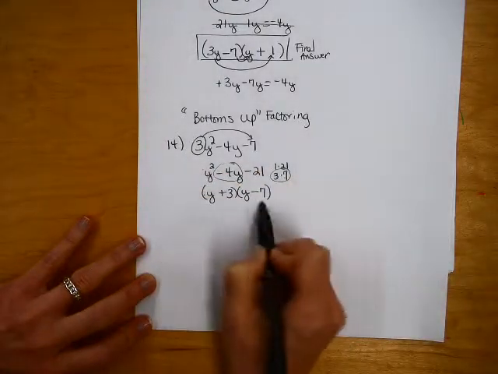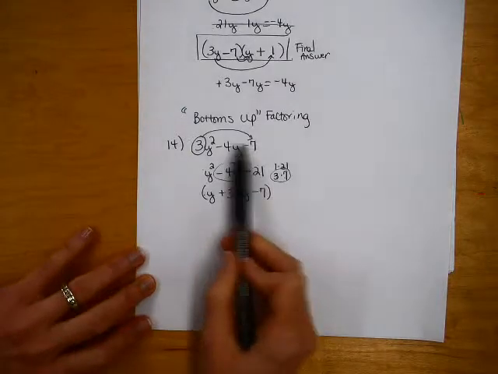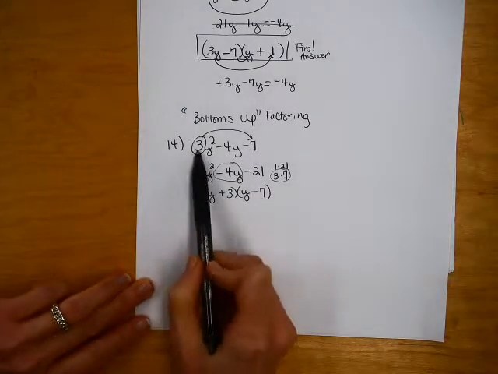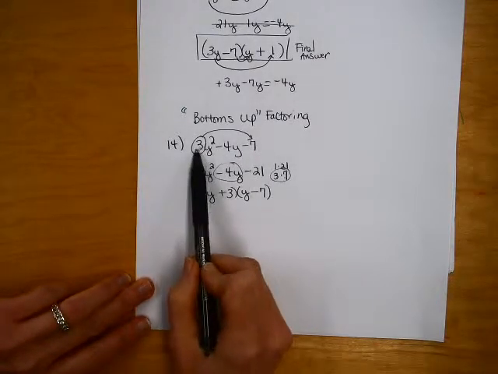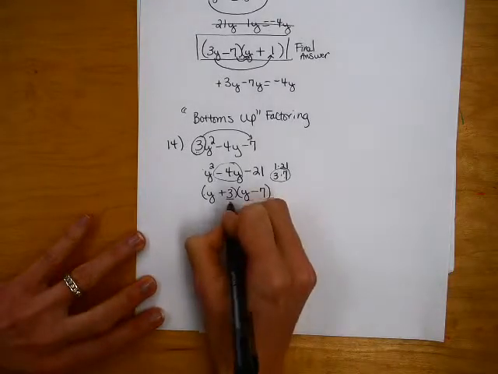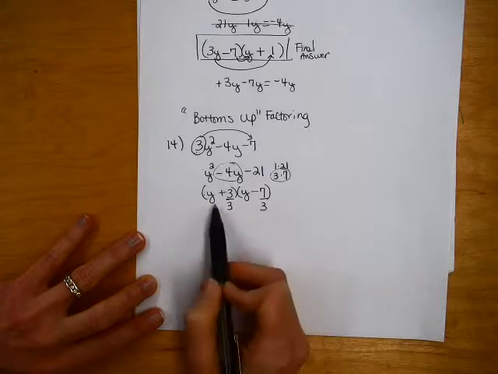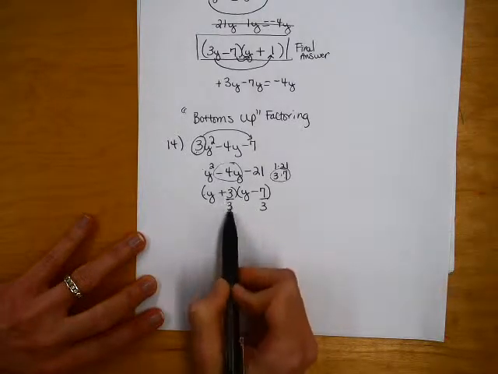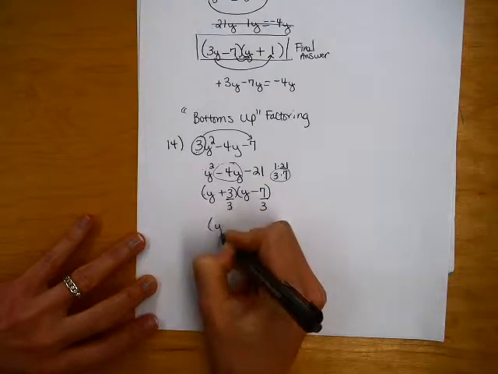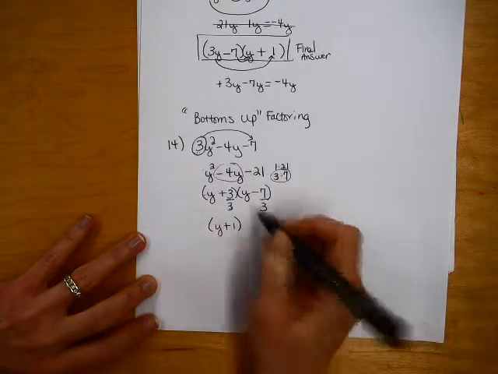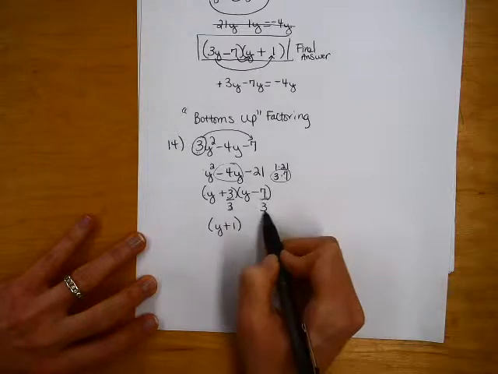Now, I cannot put this as my answer because I've got to go back now and account for this 3 that I moved to the end. And so I do that by now dividing each of these end numbers by this 3. Well, if it will divide or reduce, you need to do that. Well, this will divide. 3 divided by 3 is 1, so that's y plus 1. This will not divide and it will not reduce.